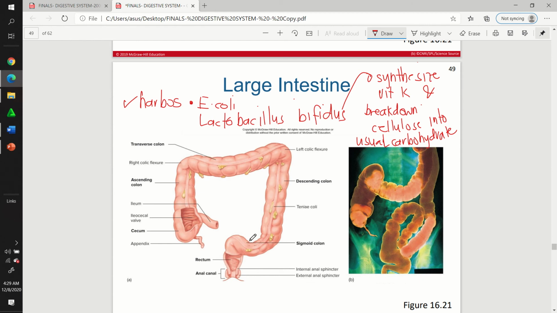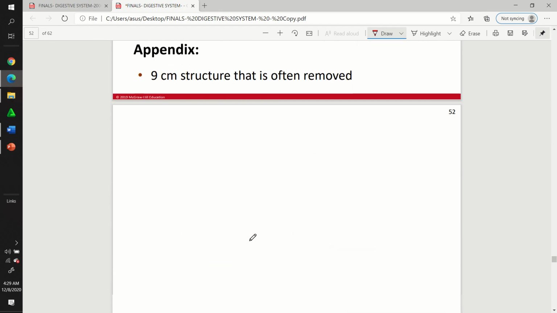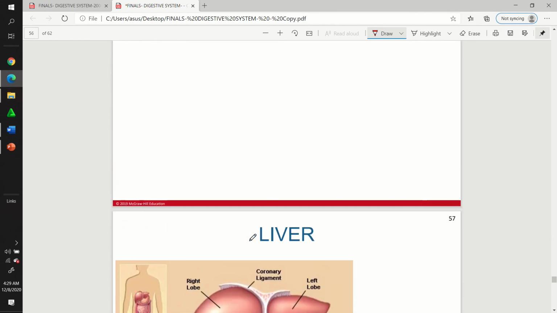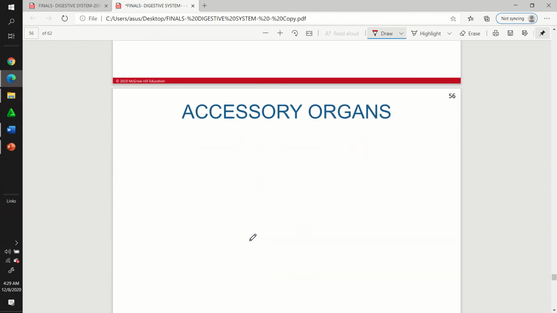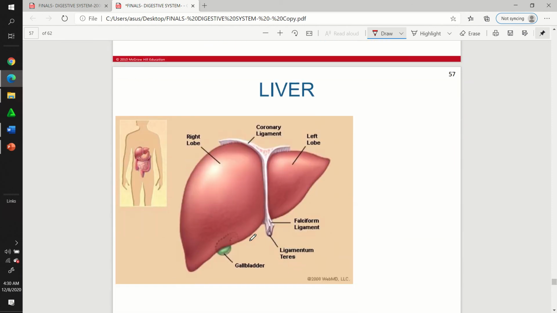Now, we're done with that. We go to another topic, your accessory organs. I'll repeat, your accessory organs. They are not directly in the digestive tract, but they have ducts that lead into the tract. So let's delve into the accessory organs.